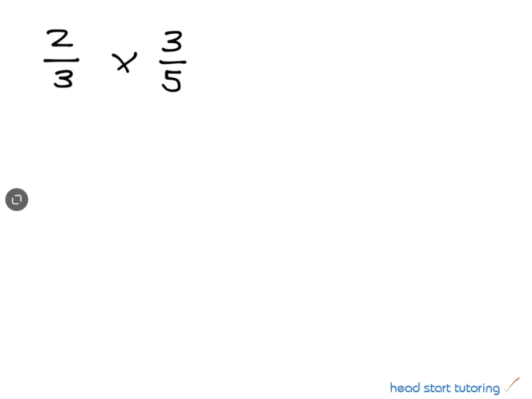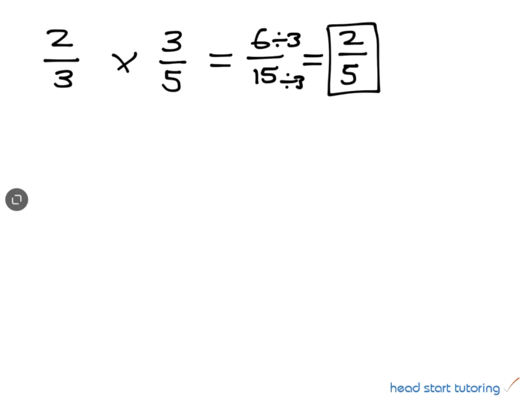So when we are multiplying fractions, all we do is we times our numerators together and we times our denominators together, and then we simplify. So 2 times 3 is equal to 6. 3 times 5 is equal to 15. And 6 over 15, we can divide both these numbers by 3. 6 divided by 3 is 2, and 15 divided by 3 is 5. So 2/3 times 3/5 is equal to 2/5.